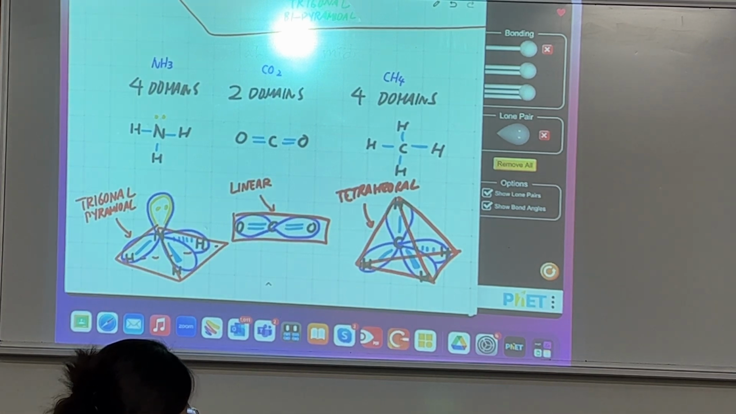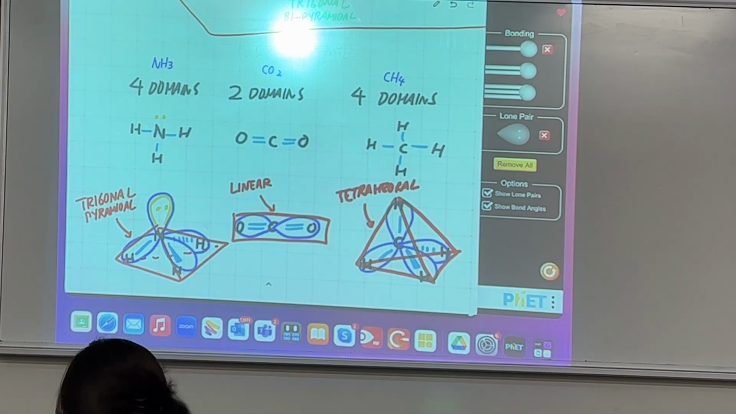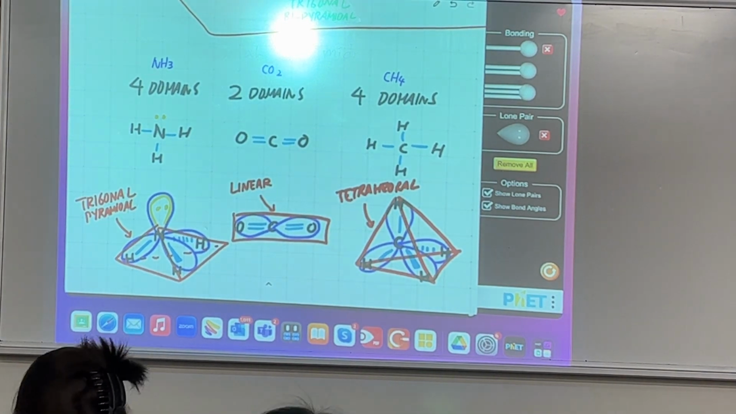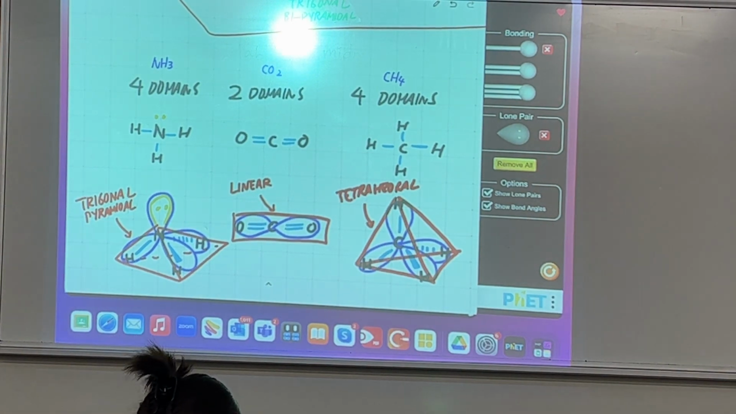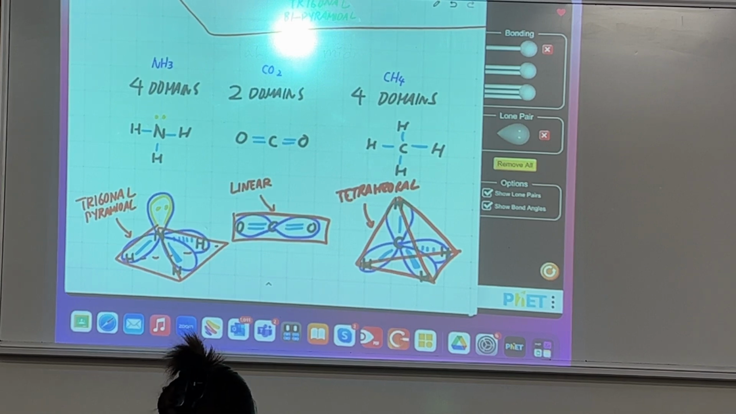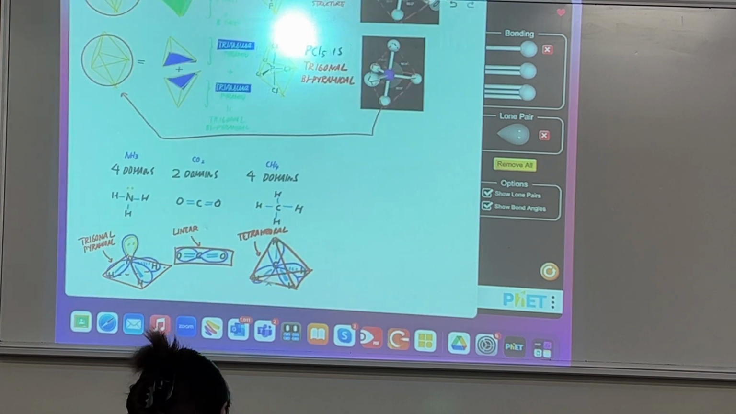Okay, these 3 molecules correspond to NH3, CO2, and CH4. Write down the name of the shape there. Okay, and then now on the right you have a very scary looking page. On the opposite side, you see some very big numbers. That's for you to draw. Some examples of molecules.